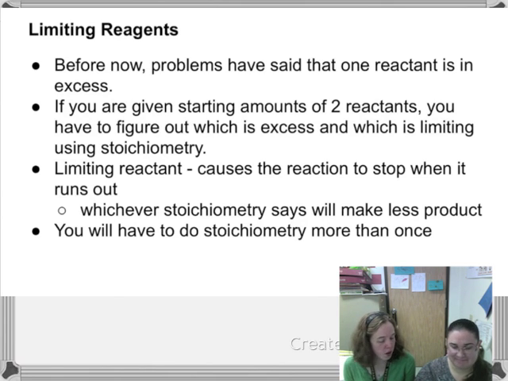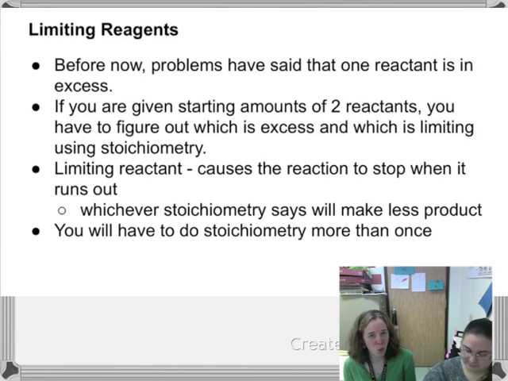We're weird. All right, so before now, you have been told or you have assumed that one of your reactants was in excess. What's the word excess mean? Extra. So you've got extra, so you didn't have to care about it, you could ignore it. You could cross it out if you wanted to.